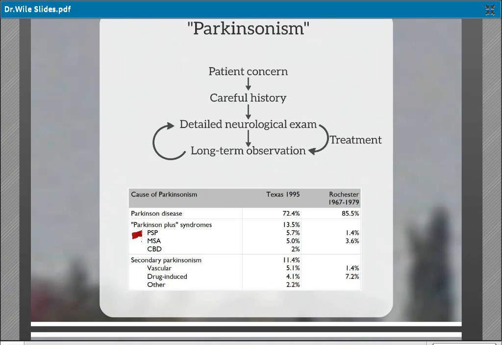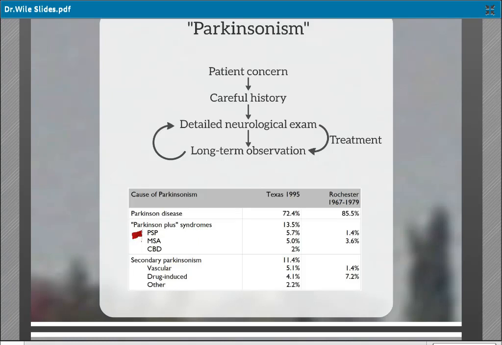There are some big studies that have looked at, okay, if we have all the patients that show up with tremor, stiffness, slowness and walking problems, which we would call Parkinsonism in quotes, how many of them have Parkinson's and how many of them have something else? Most of them have Parkinson's disease. This is about 80% on average.